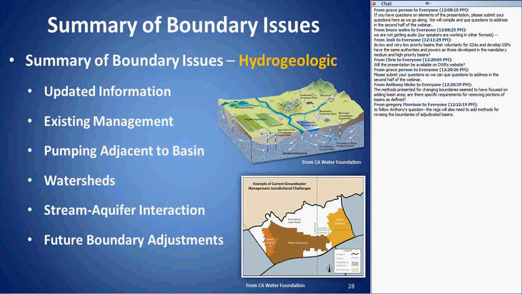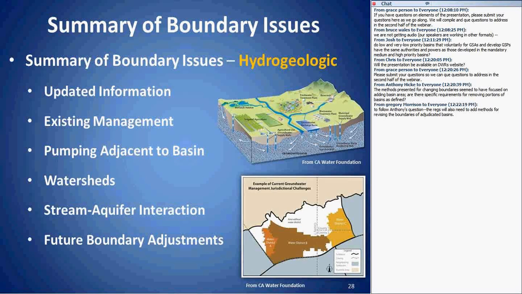So the next group is hydrogeologic issues. I already mentioned that there could be updated information on these boundaries. Since the boundaries have not been updated since 2003, there is a lot of newer information, such as higher resolution geologic maps or technical reports available to potentially better define these boundaries. Management, there are places throughout the state that have their own sub-basin designations that they've used a lot of resources in models or monitoring networks that are reflected in the current version of Bulletin 118.